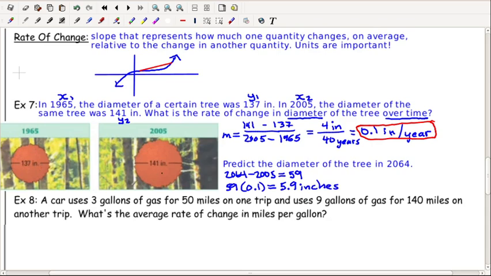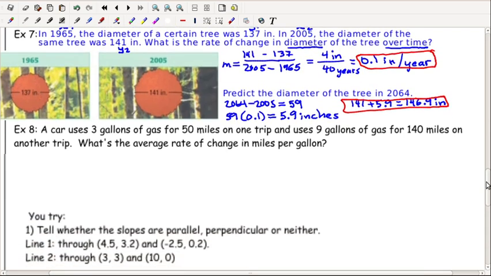Well, if it was 141 inches in 2005 and it's grown by 5.9 inches, we just need to add those. So 141 plus 5.9 tells me in 2064 my total diameter is going to be 146.9 inches. So you see how we reasoned that through? We figured out how many years had passed since 2005, and then figured out how much it had grown per year times the number of years to give me the number of inches it's grown, and then add that to my starting value.